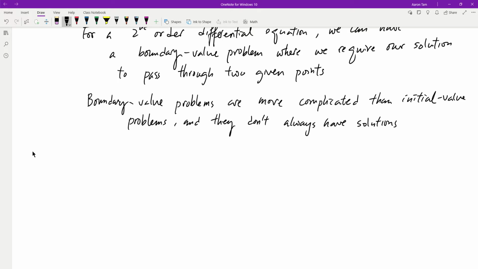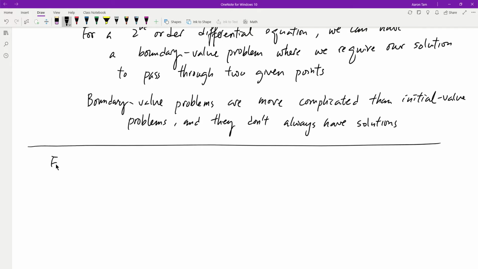So I'll show you a very basic example of a boundary value problem. Let's say we're given a differential equation, and we'll do a second order differential equation. We can't do first order because that will only require one condition to solve for one constant. So if we have a second order one, then most likely it's not going to work because the equation might not go through the second point.